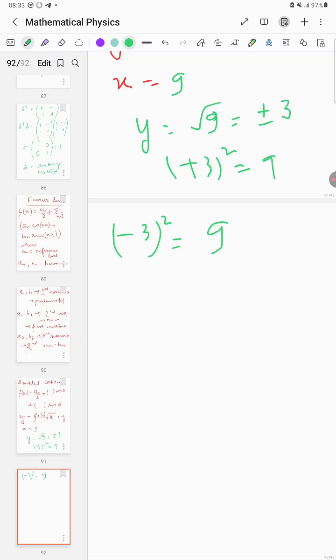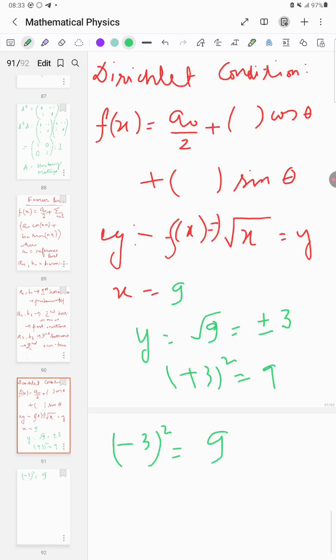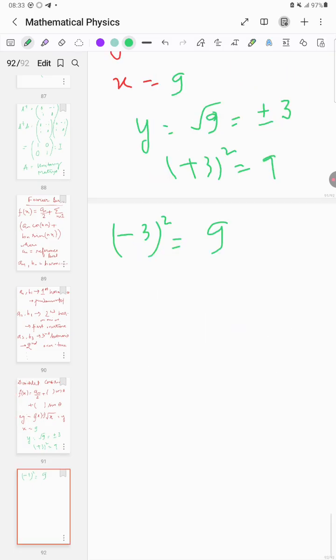So what were the four conditions? Let us repeat once again. The first condition being that it should be single valued. Alright. F of x should be single valued. The second condition being that f of x should be bounded. Alright. The third condition being that f of x should have at least one extrema, and the fourth condition being that the number of discontinuities should be finite.